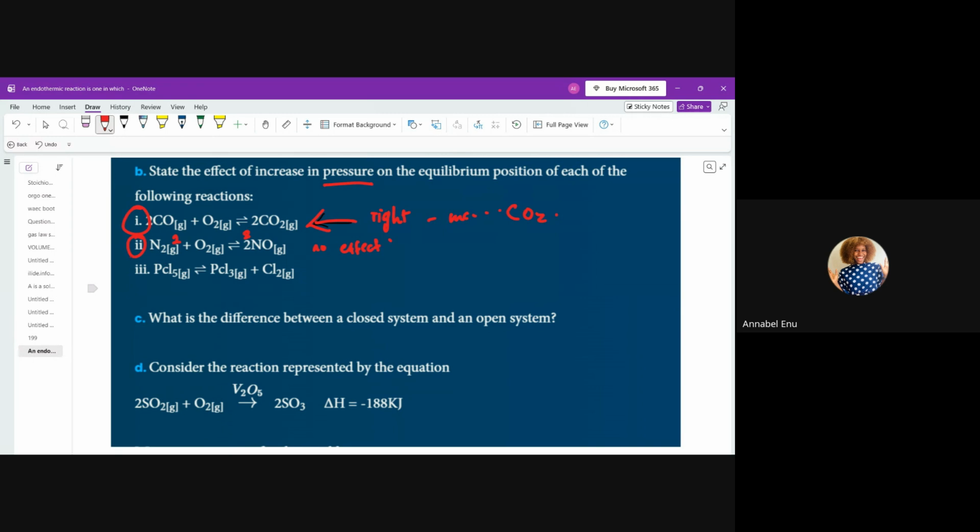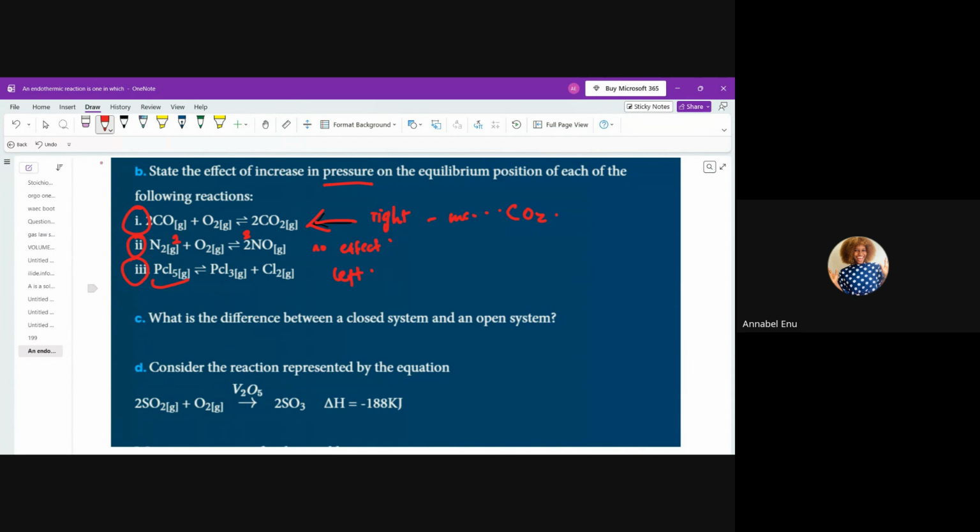Okay. And then for the last one, it will shift the equilibrium position to the left. Very good. We shift to the left, right? Resulting in production of more of this.